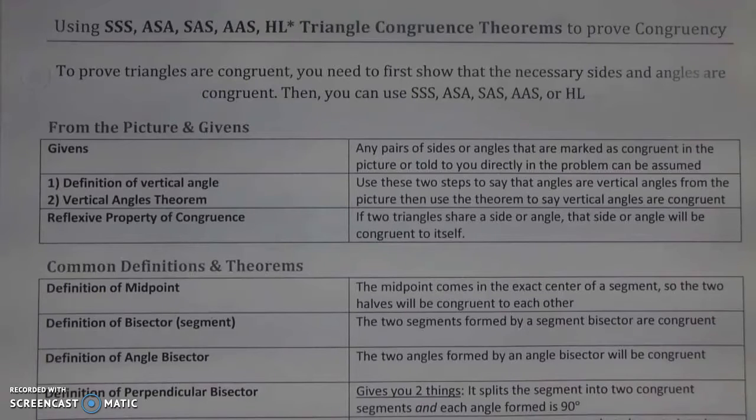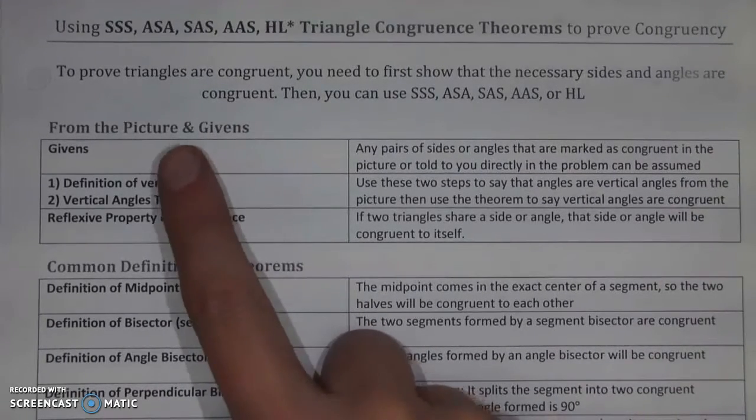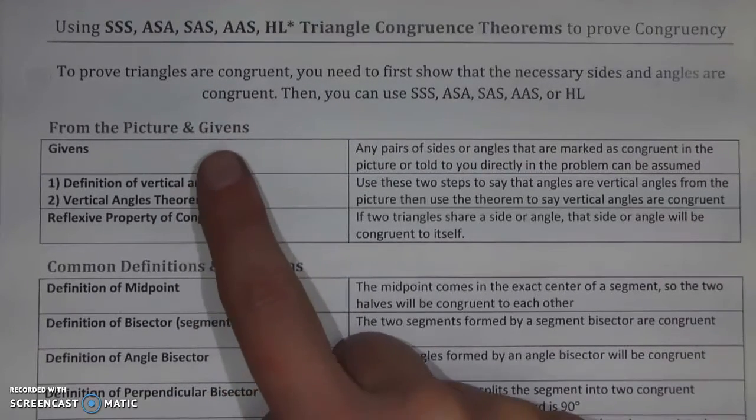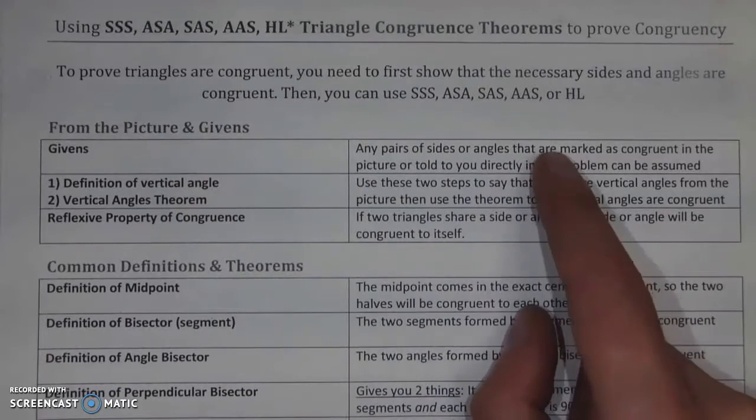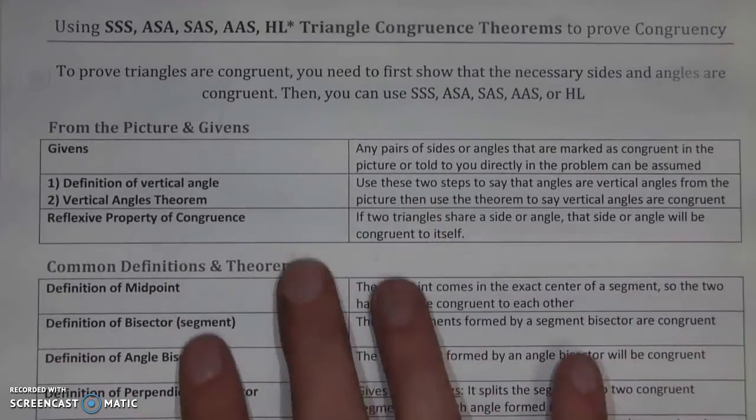Hello everyone. Today we are going to continue on in proofs. And yesterday what we looked at was how to use the picture and the givens when you're really only given congruency, shared sides, or vertical angles. Today we're going to add to that a little bit.